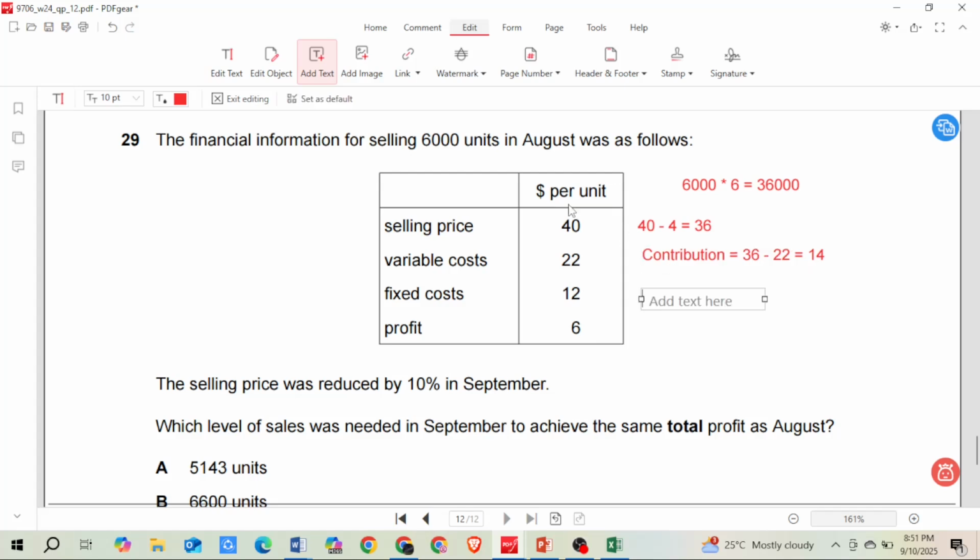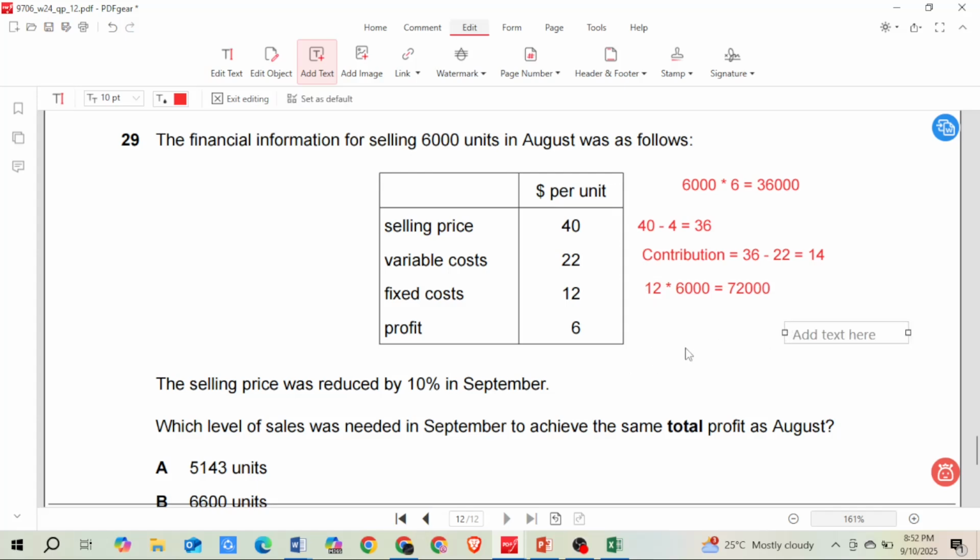Because now the number of units would change, since we will need to produce more units to reach this 36,000 profit, but the fixed cost would not change, because as the name suggests, fixed cost remains fixed. So this is 12, which is the per unit fixed cost, and we were making 6,000 units, so 6,000 times 12 is 72,000. So this was our fixed cost before.